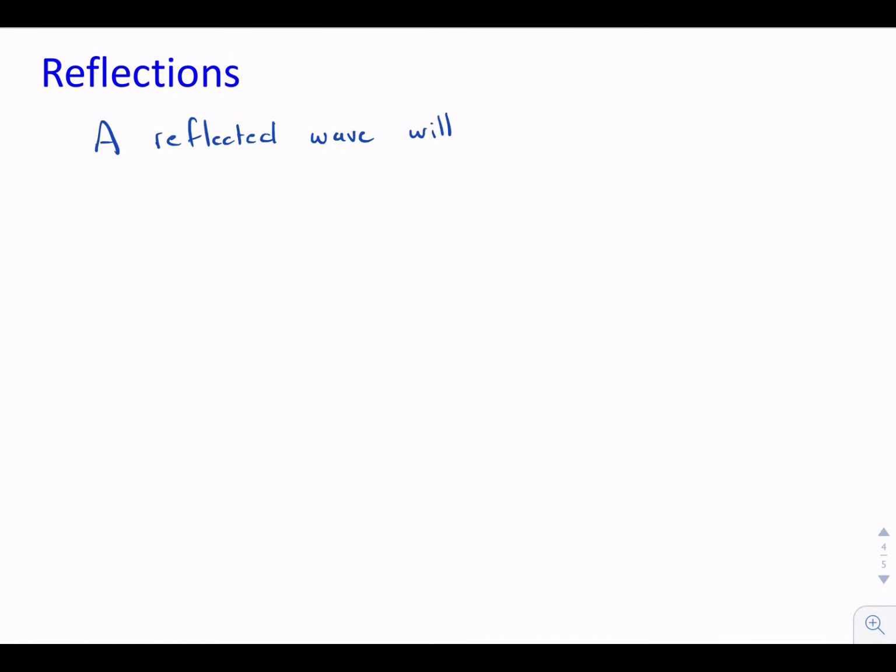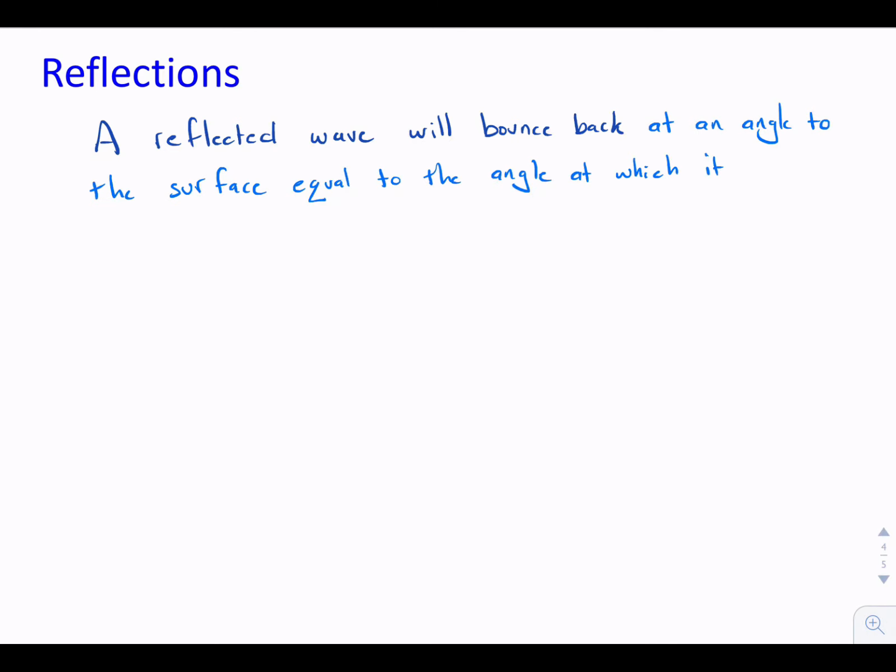Well, the reflected wave will always bounce back at an angle to the surface equal to the angle at which it hit the surface. This is summarized by saying that the angle of incidence equals the angle of reflection. This is useful when you're playing billiards or pool because the same law applies.